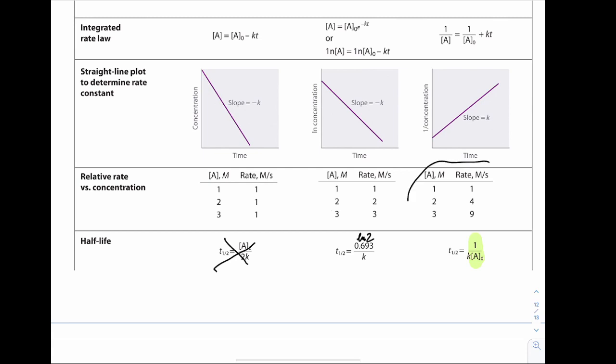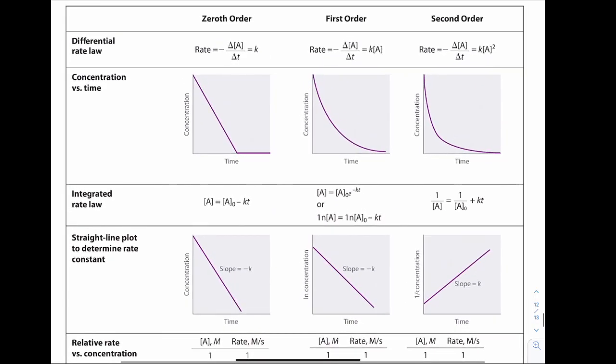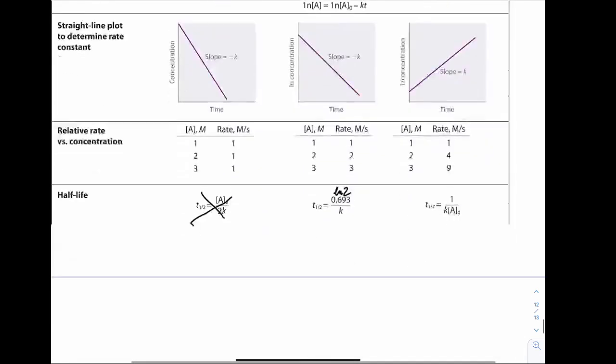And then with second order, it's going to be double that, or it's that squared, I should say. So if I double it, my rate goes up 4 times, because 2 squared is 4. If I triple it, this time 3 squared is 9, my rate is going to go up 9 times. So my rate is more sensitive to concentration changes. So that's just a summary of essentially everything we've done thus far. So let's go through some examples.